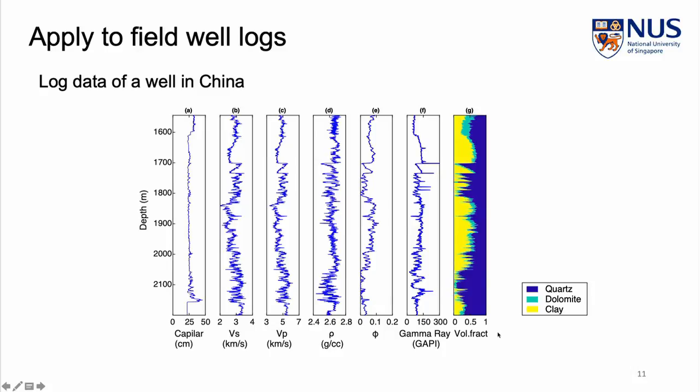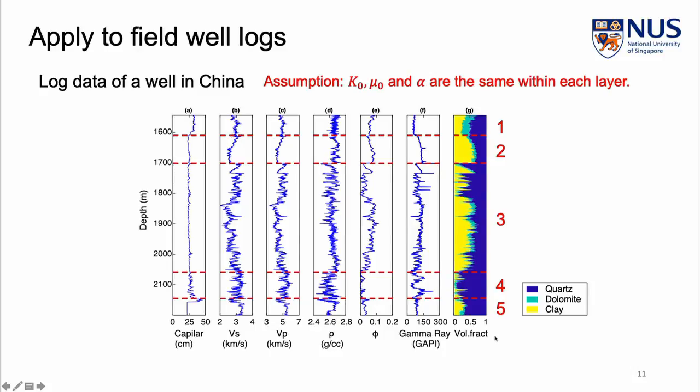Okay, so what we did for the inversion was divide it into 5 different depths. We have to assume the K0, mu0 and alpha are the same within each layer. This is a huge assumption, but we can't really get away from it when we look at the inversion algorithm. You can divide it much thinner, but that takes a lot longer to do the inversion. So we just divided it into 5 different layers.